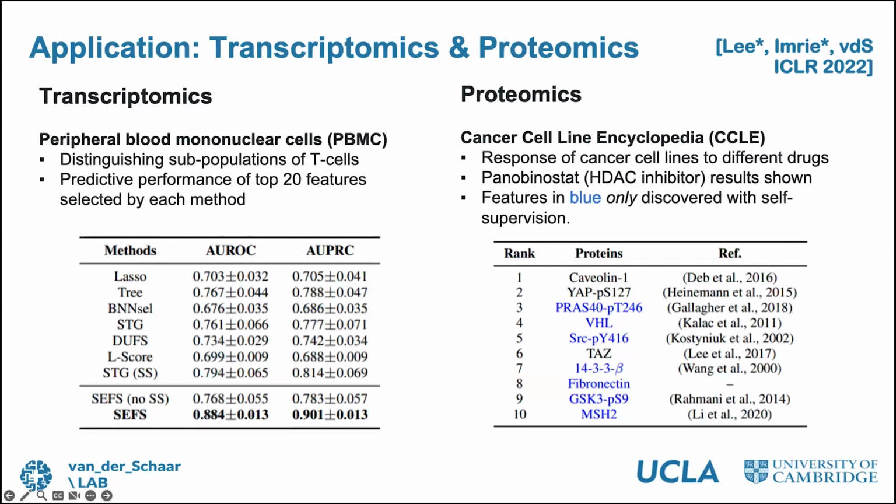We validated our approach on both transcriptomics data for peripheral blood mononuclear cells, as well as proteomics data from the Cancer Cell Line Encyclopedia, and found that our method CEFS outperformed a large number of other feature selection approaches in both cases. And additionally, we are frequently able to identify and validate the discovered features, with many of the top-ranked features shown on the right in blue for the proteomics dataset only discovered with our self-supervised approach.